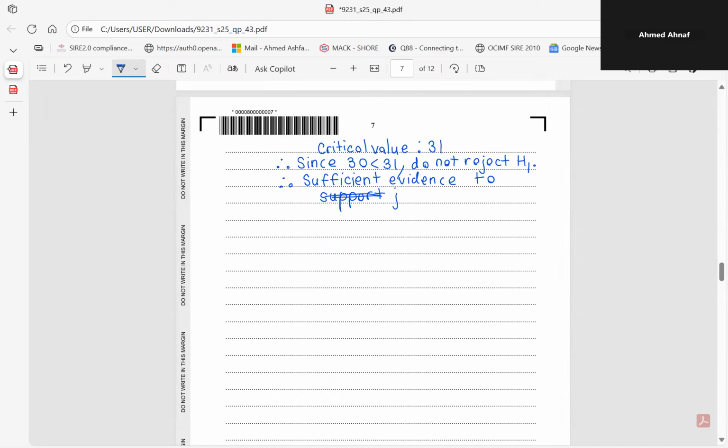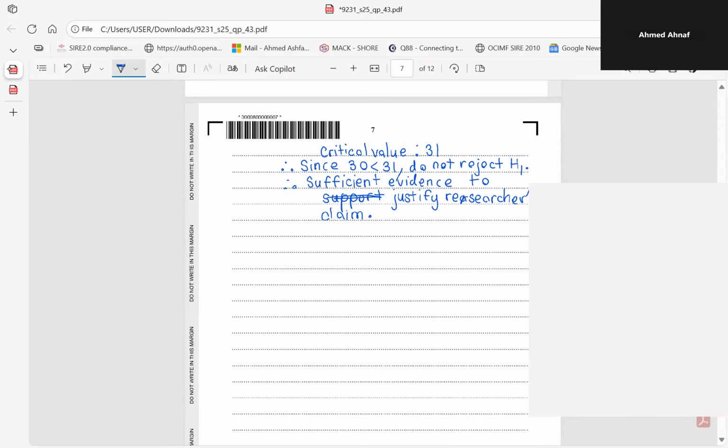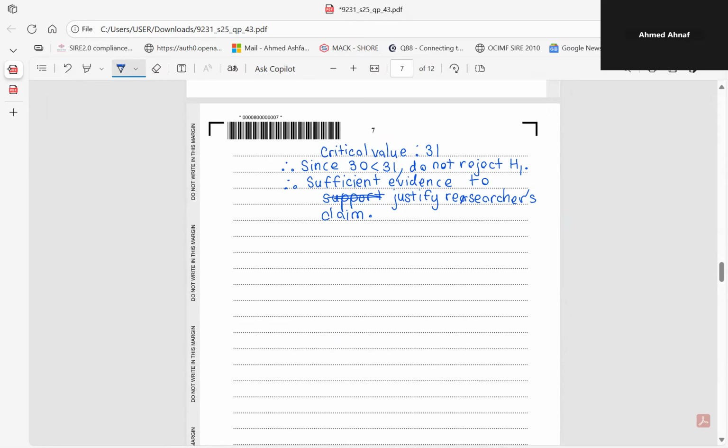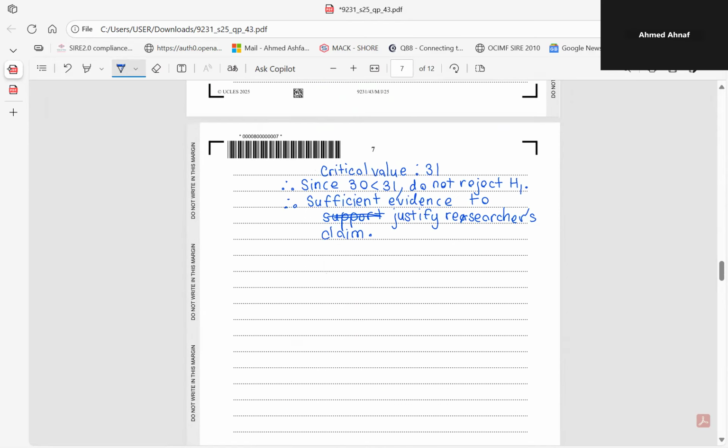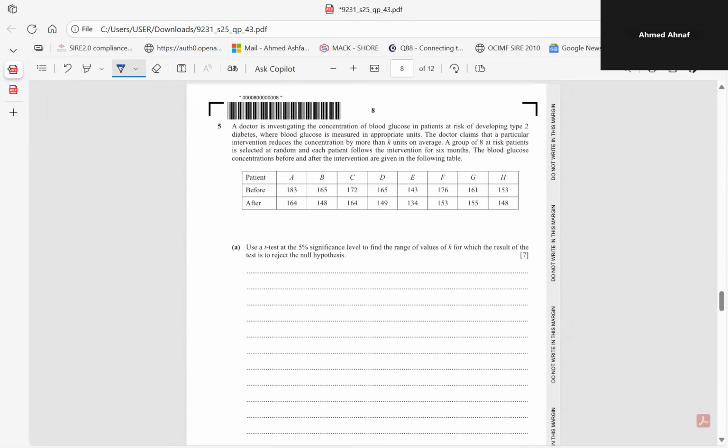Okay, I think you can use justify to justify researchers' just claim. Yeah, so we can write this down as our conclusion for this question. So yeah, we have come to the end of this question. Let's head on to the next question.